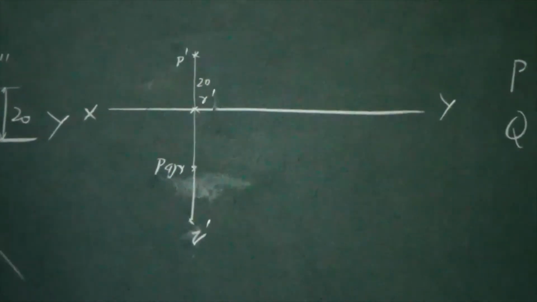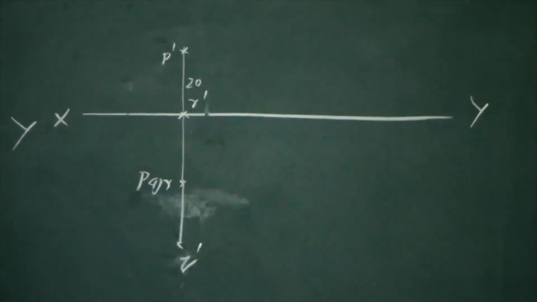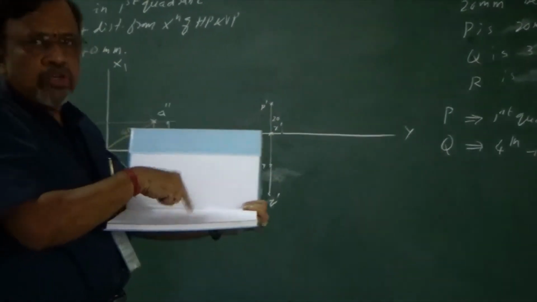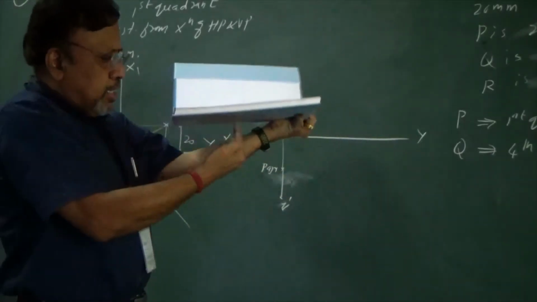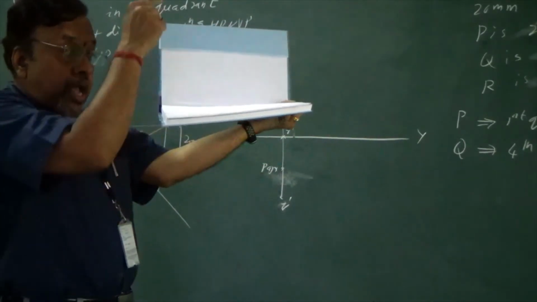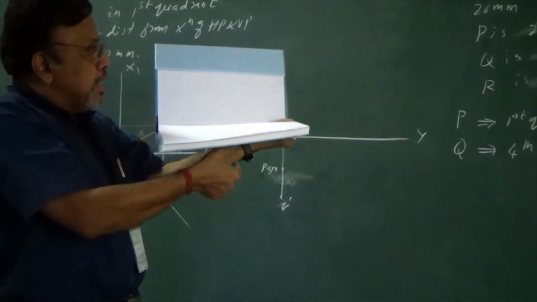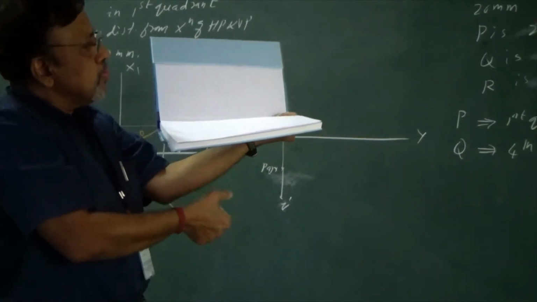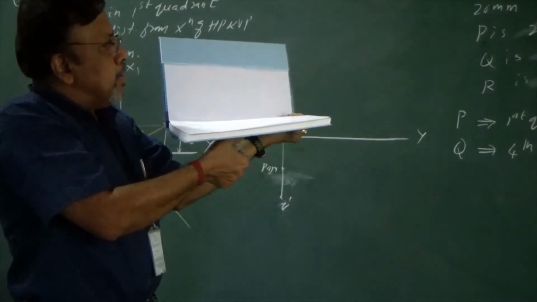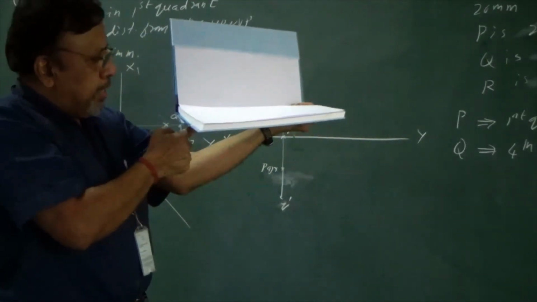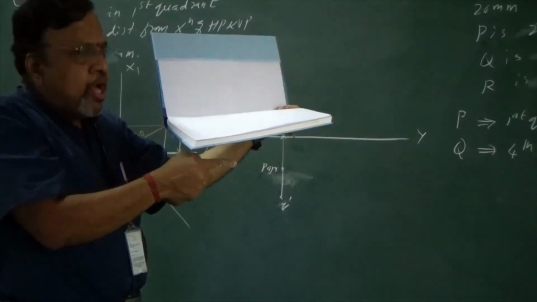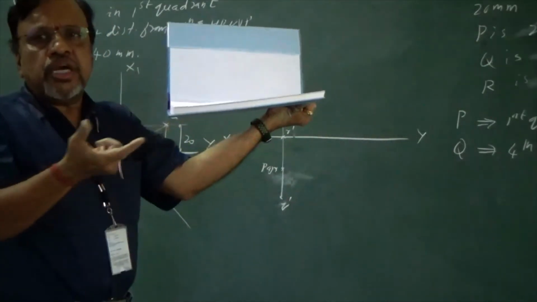Okay, now tell me about R now. If we just see this R, point R is on HP and its top view is below the XY line. That means R dash will be here only. Then in which quadrant is it? Because it is on HP but 20 mm below the XY line, it is 20 mm in front of VP. It is in front of VP by 20 mm and it is on HP. So which quadrant is that then?